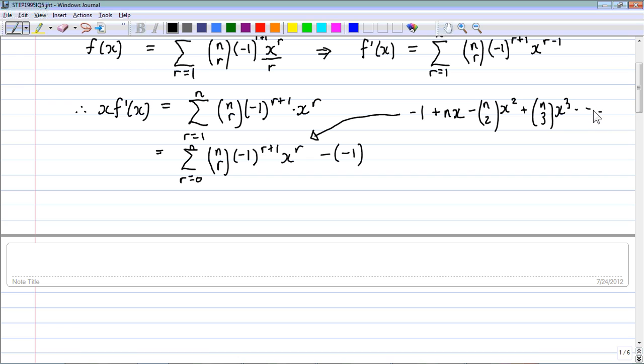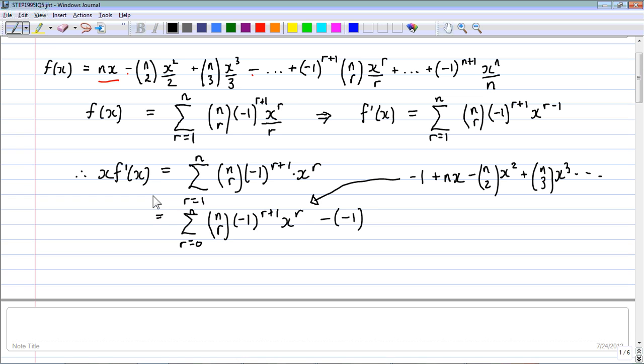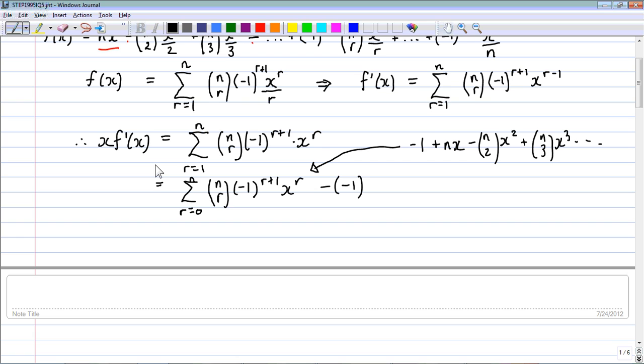The sign of the last term will depend on whether n is odd or even, right? But basically the sign alternates up to x to the n. So is what I have here the same as 1 minus x to the n? Well, no, it's not quite. That's equal to minus 1 minus nx plus n choose 2 x squared minus dot dot dot, which is minus 1 minus x to the power n.